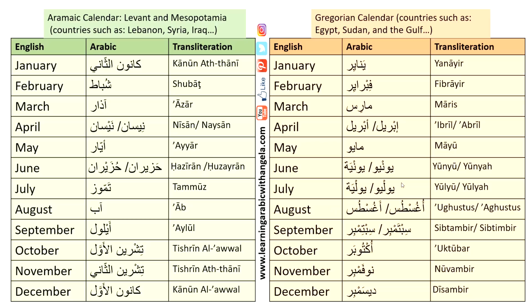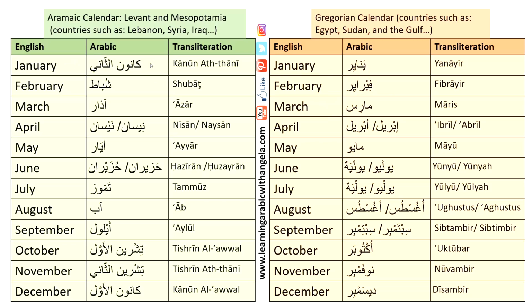August becomes Augustus. June and July, Junio and Julio, or Junia and Julia. May is Mayo. April is straightforward again. April, I think, is the easiest one for you to know. And March becomes Maris. February, and January, Yanair.